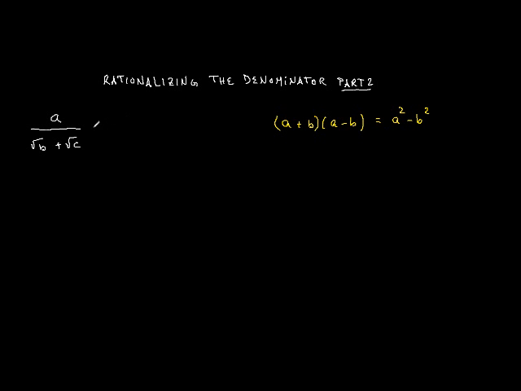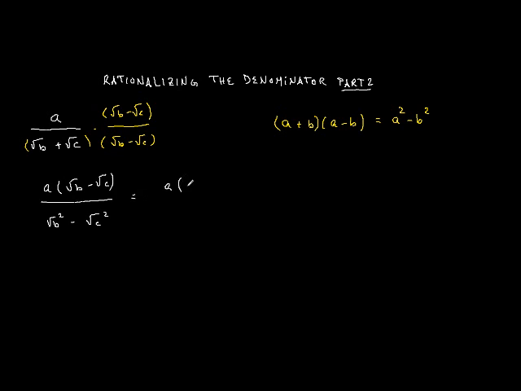Now, of course, what we want to do is multiply the top and the bottom here by the same amount. So if I multiply the bottom by the square root of b minus the square root of c, of course I have to do the same to the top. So square root of b minus the square root of c. Now, what this gives us is a times the square root of b minus the square root of c divided by the square root of b squared minus the square root of c squared, which of course is equal to a bracket square root of b minus square root of c bracket divided by b minus c.